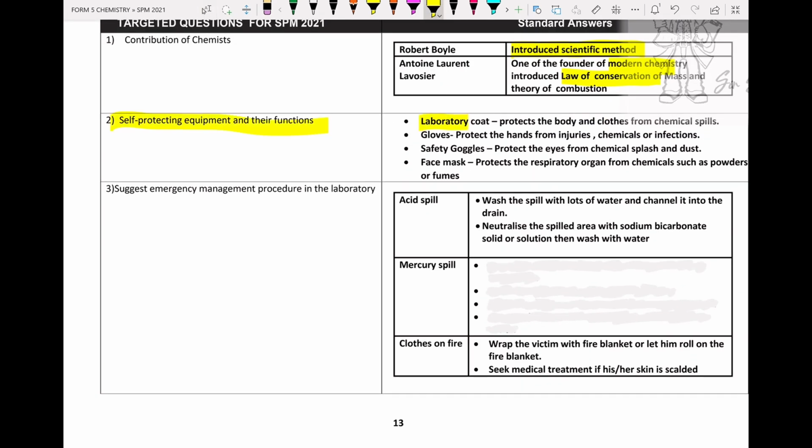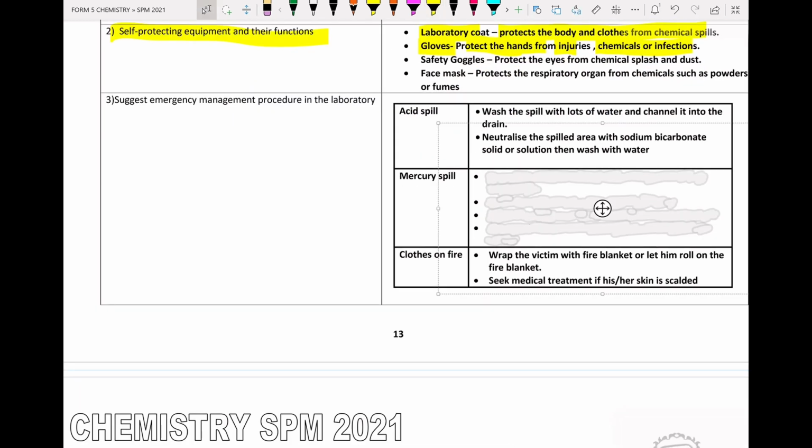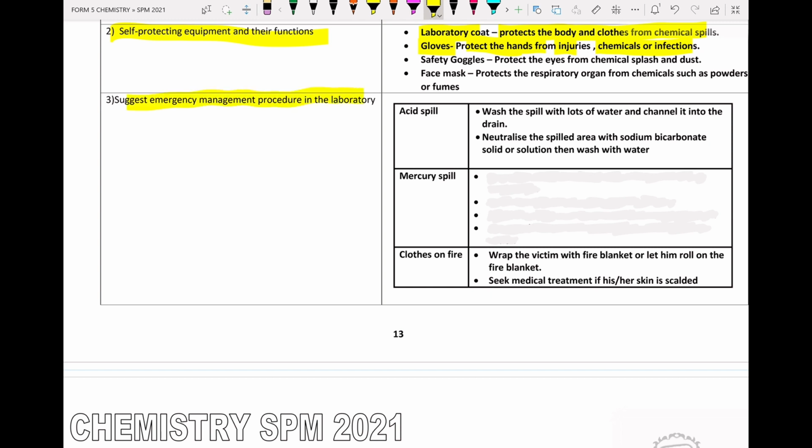Self-protecting equipment: laboratory coat. What is the function? It protects the body and clothes from chemical spills. Gloves protect the hands from injuries, chemical infection, all that. All right, so next one will be chemical spills. Suggest emergency management and procedures in the laboratory.